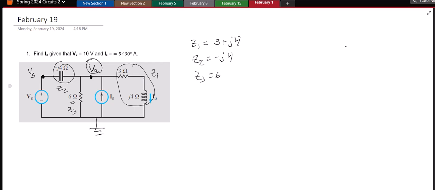Okay, so I'm going to sum up all the current coming out of VA. Remember, a current is your starting voltage, V1, minus your ending voltage, V2, over your impedance. That is your current. So for this first current going this way, our starting voltage is VA, our ending voltage is ground, so VA minus 0 is just VA. So our first current is VA over Z1. Now our second current is the current going down here. Well, we know what that current is. The current going up is IS, so the current going down is minus IS.